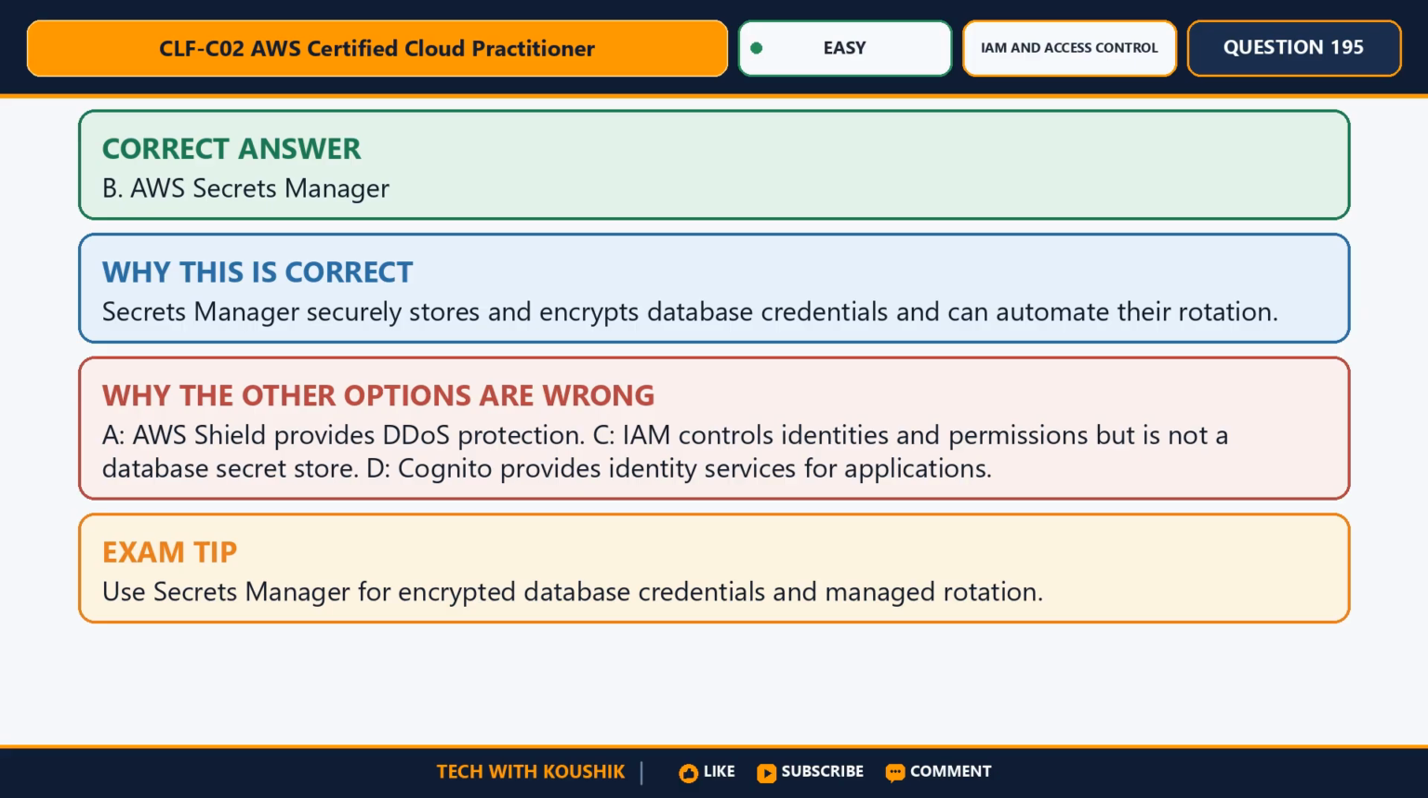A. AWS Shield provides DDoS protection. C. IAM controls identities and permissions but is not a database secret store. D. Cognito provides identity services for applications. Exam tip. Use Secrets Manager for encrypted database credentials and managed rotation.